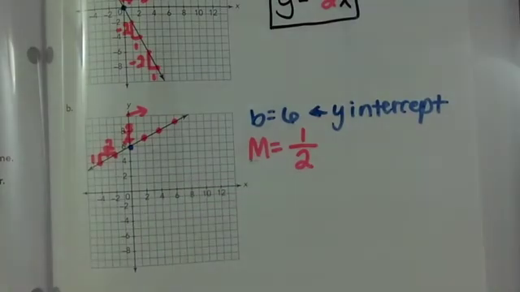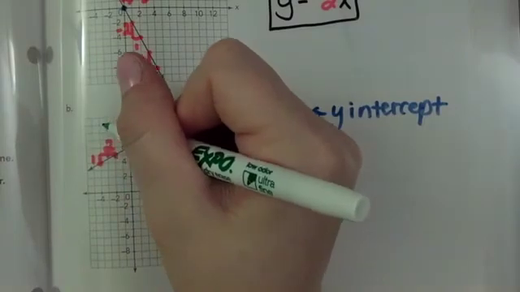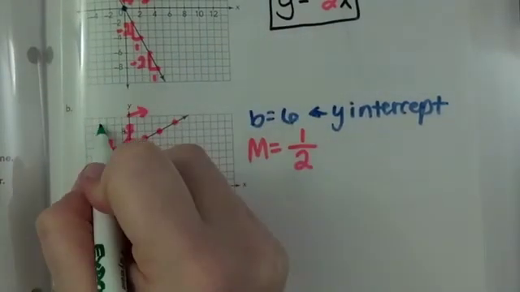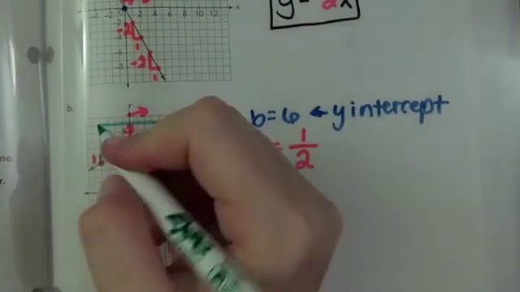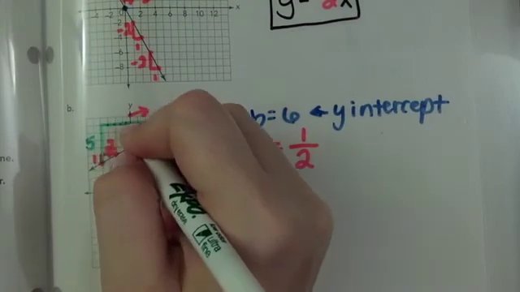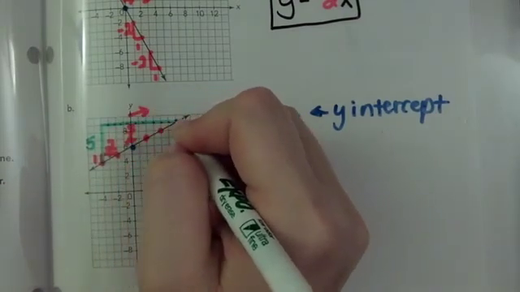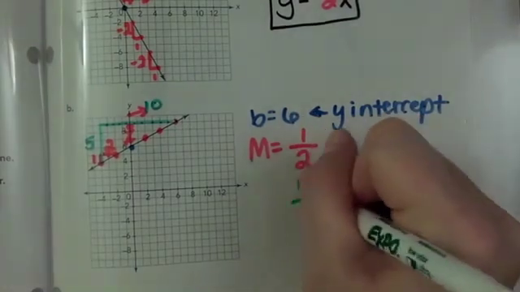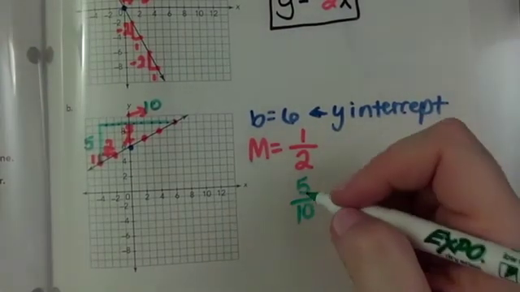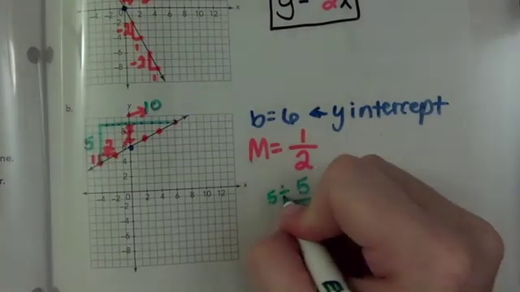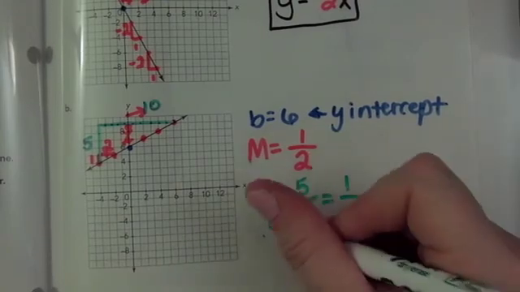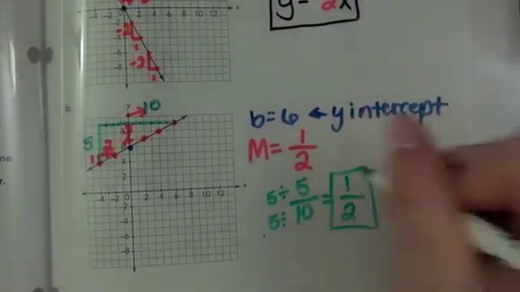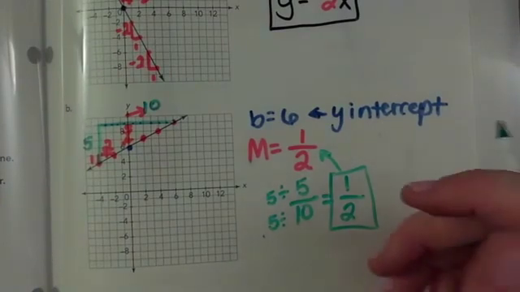Okay, I'm going to pick a larger point, and I'm going to use green just so that you can see. So I'm going to go to that last point there. So that's going up 1, 2, 3, 4, 5, over 1, 2, 3, 4, 5, 6, 7, 8, 9, 10, 5 over 10. Let's reduce it. What goes into both of those? Well, 5. So 5 divided by 5 is 1. 10 divided by 5, 5 goes into 10 2 times. So remember that's 1/2.